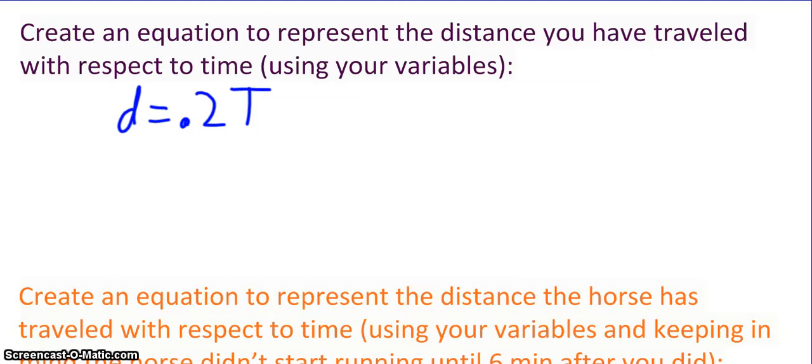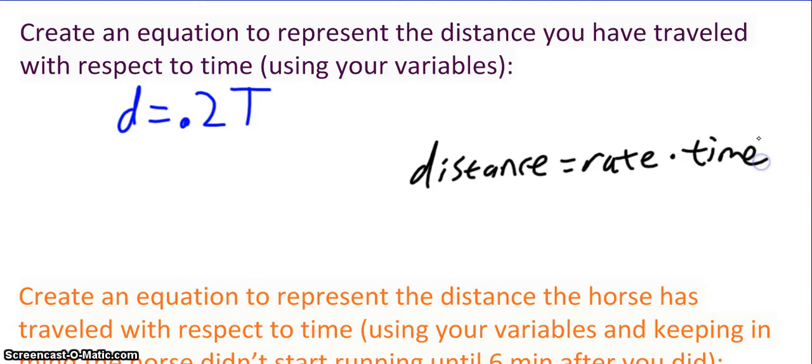Keep in mind, remember, in general, and this is something that comes up a lot in relationships and word problems and modeling and math, is distance equals rate times time. And that's what we have here. Distance equals 0.2 kilometers per minute is a rate, and t is a time in minutes. D is a distance in kilometers.